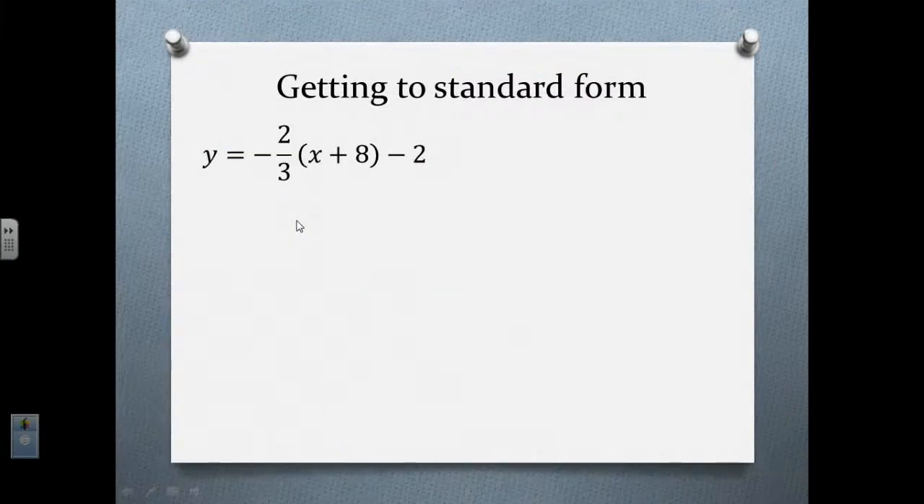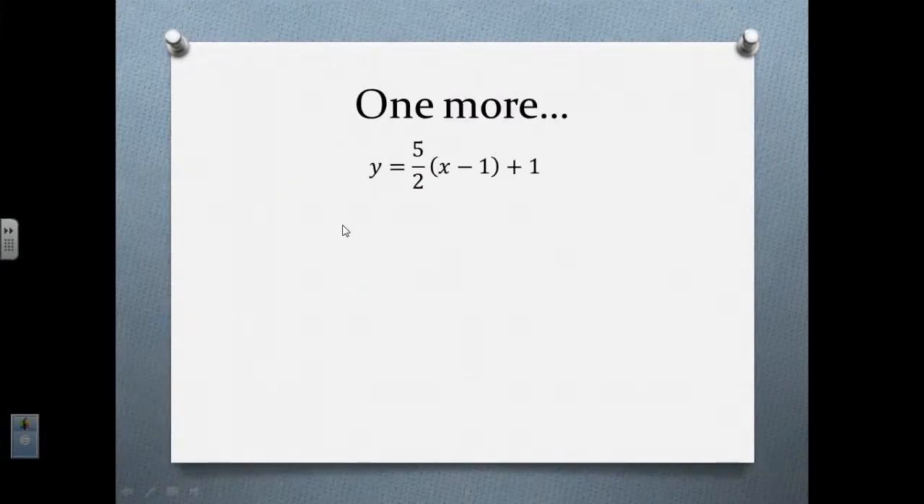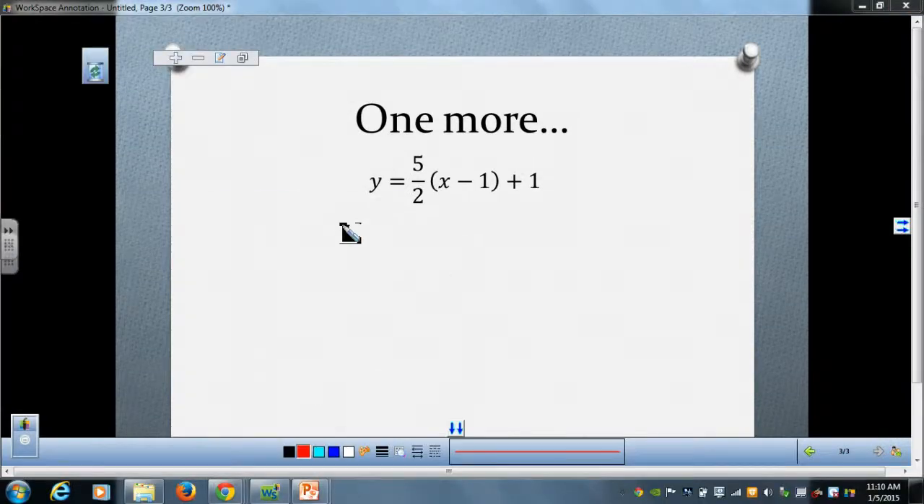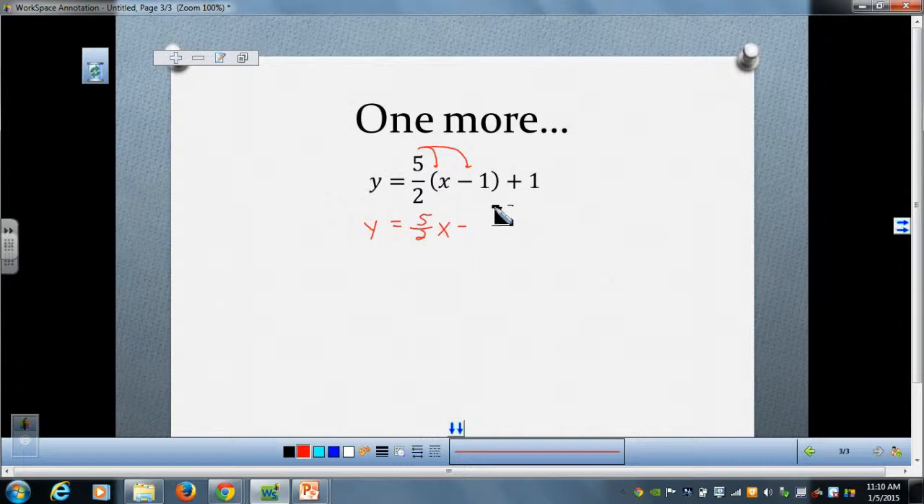Okay, so let's look at one more example together here before you do some independent practice. What we're going to do is go to slope-intercept form, and then from there we will go to standard form. So I'm going to distribute. So y equals 5 halves x minus 5 halves, and then plus 1. I am going to combine like terms. So negative 5 halves plus 1 would be negative 3 halves. Now we are in slope-intercept form.